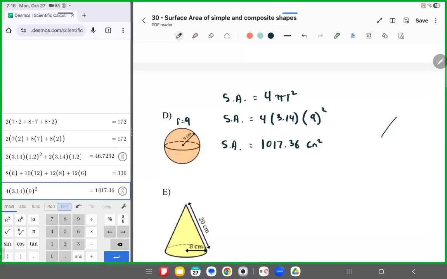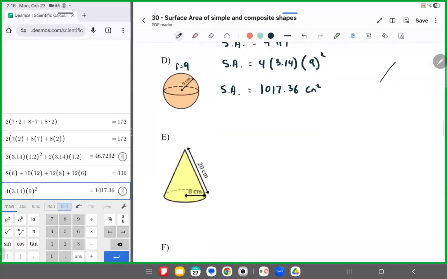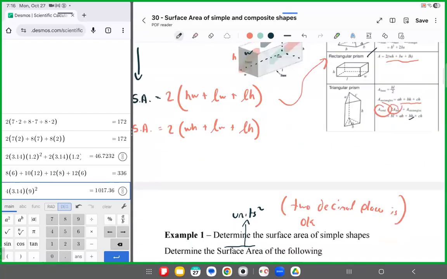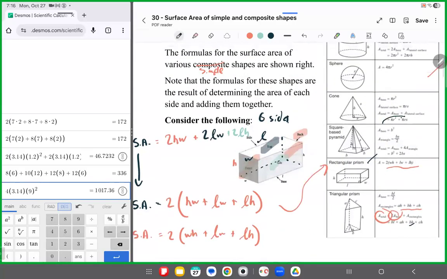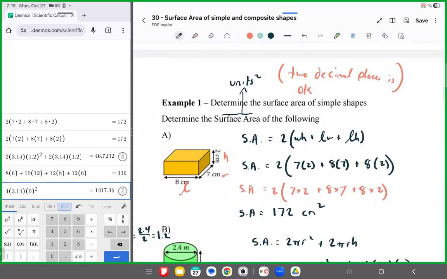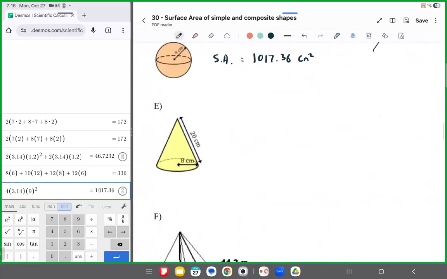So overall, we know that things have gone well. Okay, let's do letter E. So E is a cone. So if you notice here, it's going to be pi r squared, but plus pi rs, where S is the slant and R is the radius of the circle. You actually don't need the height of a cone, as it turns out, but we do need the slant. And so here, the slant is S and the R is going to be 8.